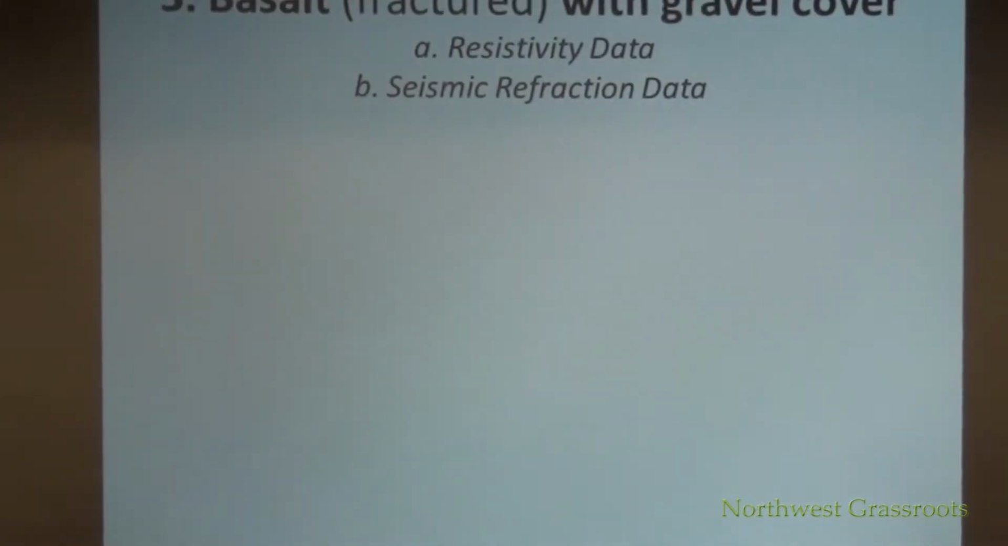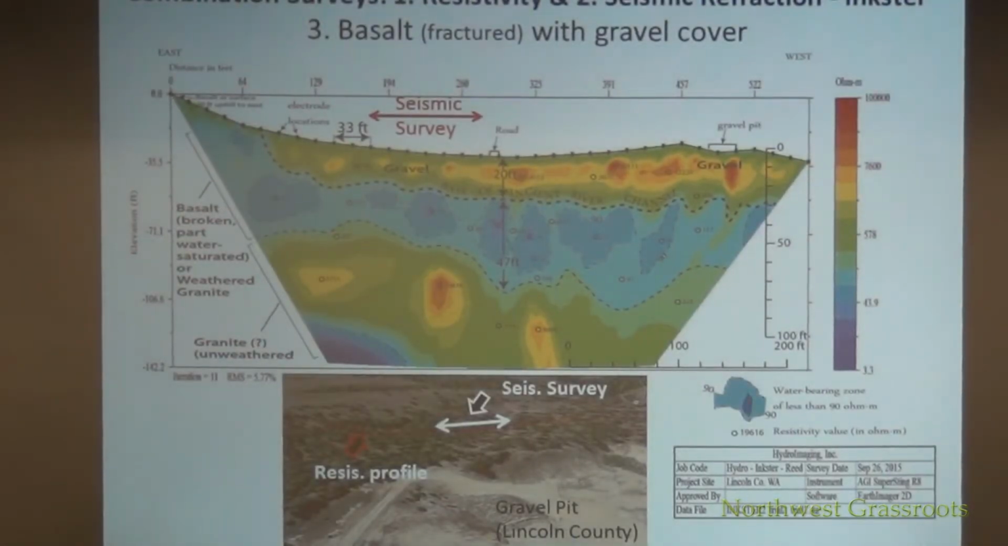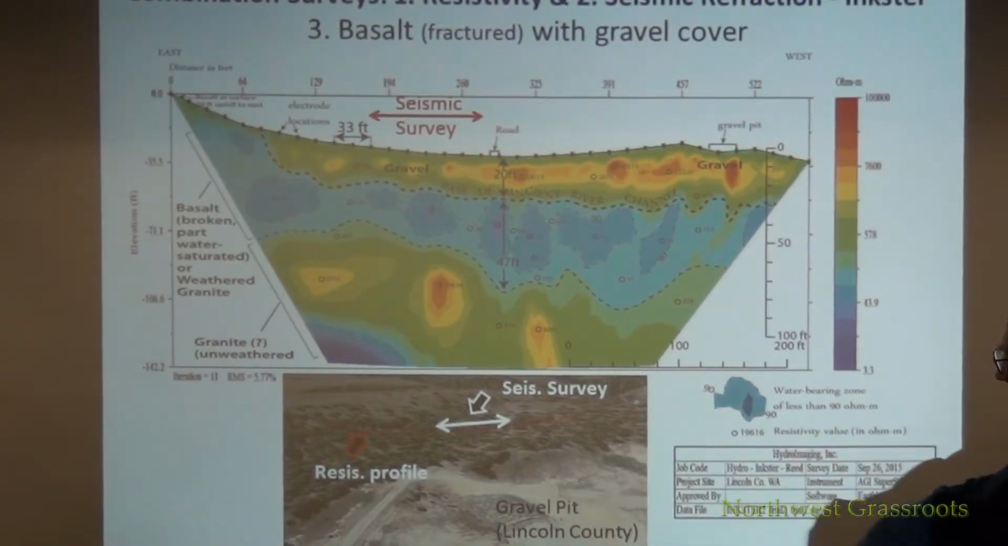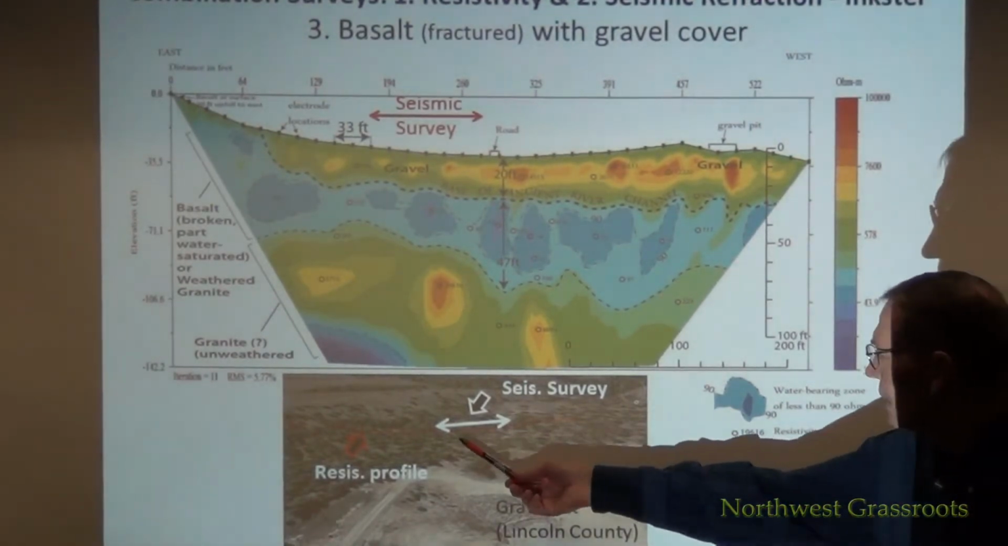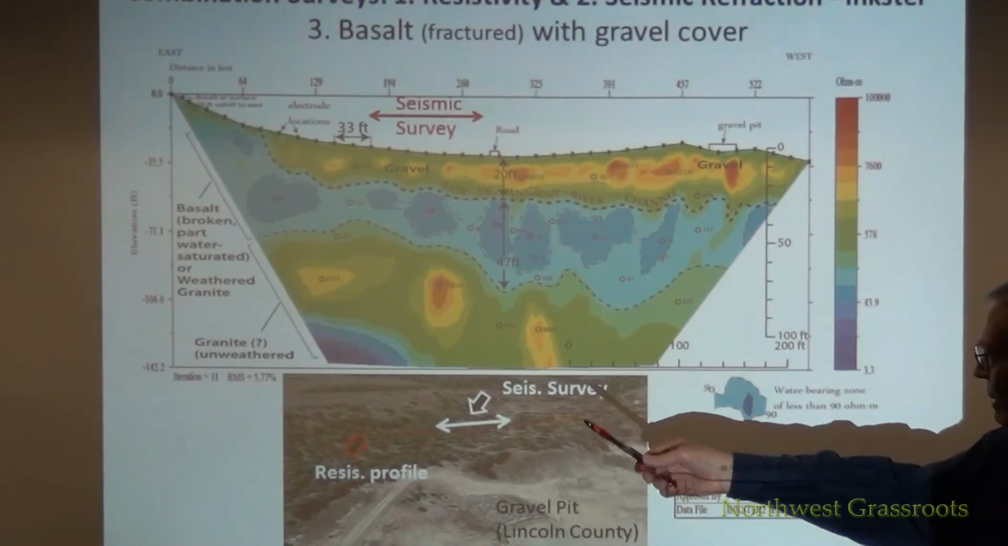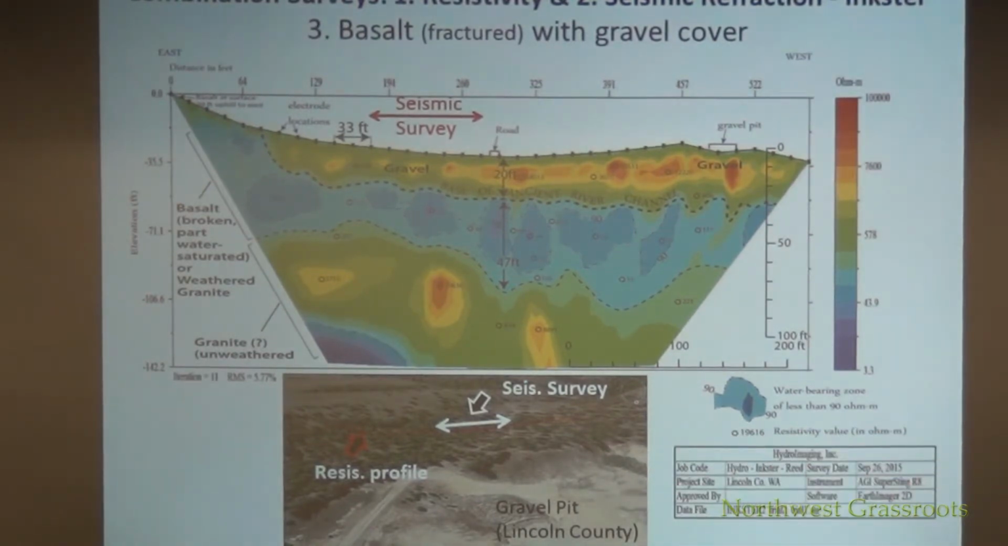Okay, now combination methods. This is another northern Lincoln County site. Here's the county gravel pit. The seismic and resistivity lines were run right there. The resistivity line is in red, and I'm showing the resistivity profile.